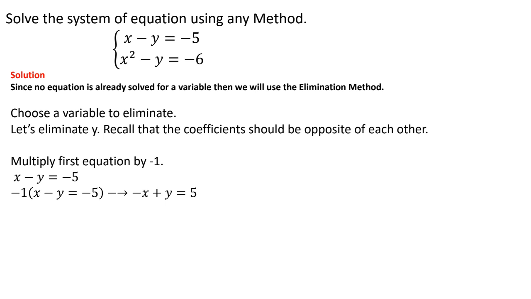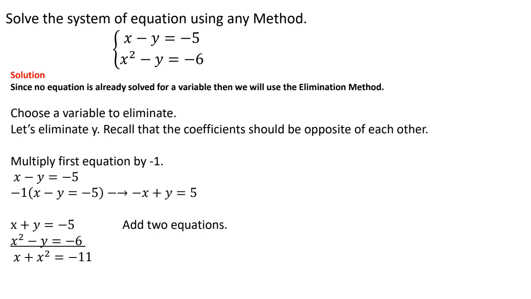So if I multiply negative 1 to the first equation, I'm going to get negative x plus y equals 5. Now I'm going to add it to the second equation, x squared minus y equals negative 6. You see here my y's canceled, and I'm left with x plus x squared equal to negative 11. Again, we know that this is a quadratic, so we're going to move everything to one side. I moved everything to the left, which made it much nicer, and I also put it in standard form in descending order. So we have x squared plus x plus 11 equal to 0.